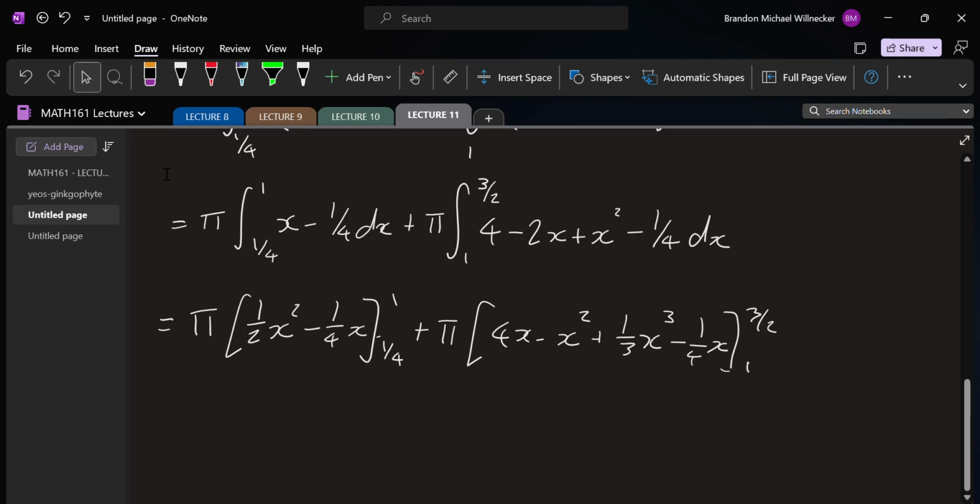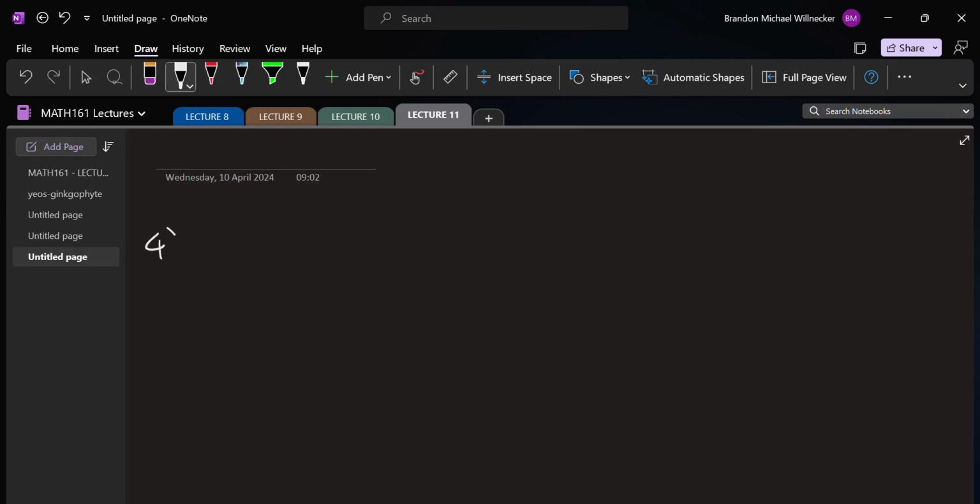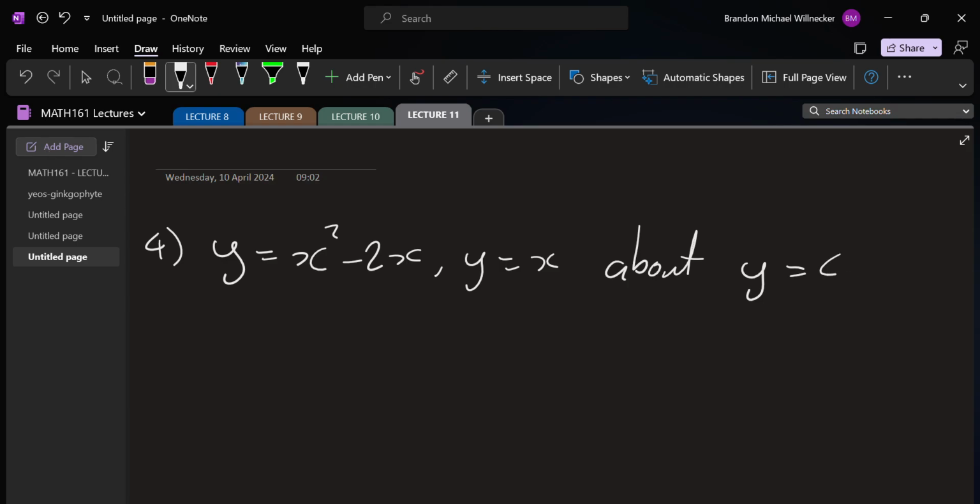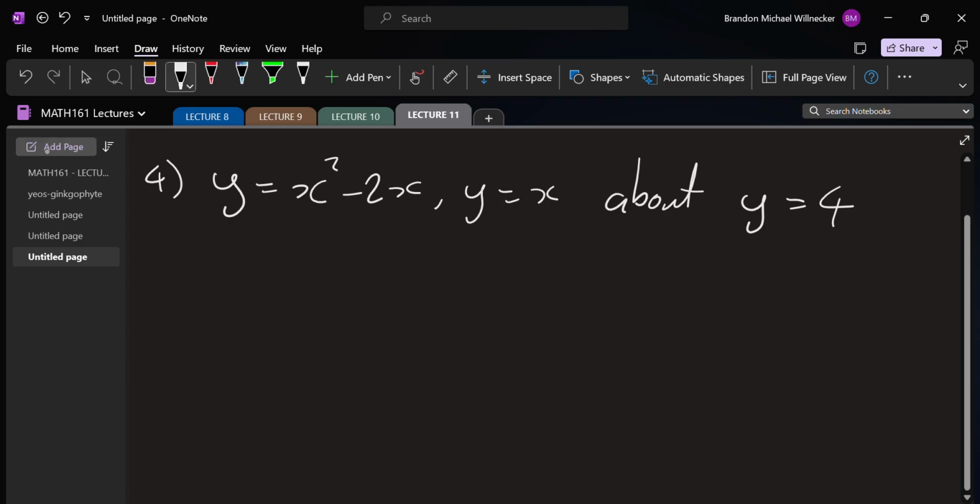For this next one, we're not going to be rotating around the x-axis or y-axis. We're going to rotate around the line y equals 4. Whatever we had before will be very similar, but we just need to rethink what the inner radius and outer radius will have to be. So number 4, we have y equals x squared minus 2x, y equals x, about y equals 4. That is our new axis. It's no longer the x-axis or y-axis, it's something different now.